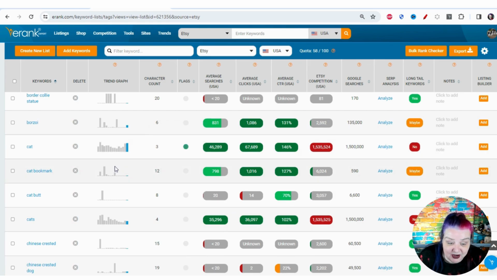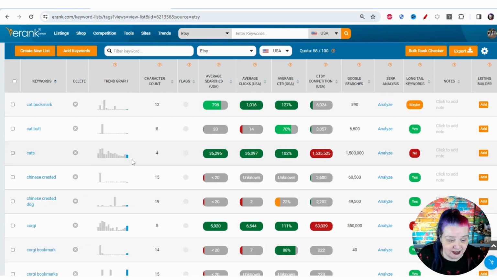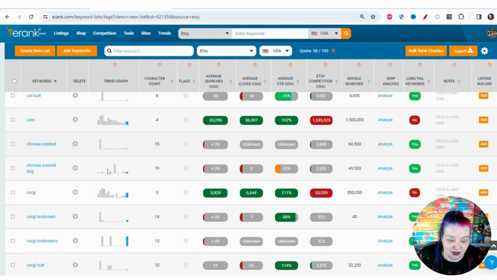Unfortunately, cat bookmark. I'm just looking at the search trend graphs, by the way. This is the past, was it 15 months? Yep. The past just over a year, we're looking at the search trend. So cat is increasing, cats plural is decreasing. Chinese crested used to be good for me, but it doesn't have a whole lot of searches.